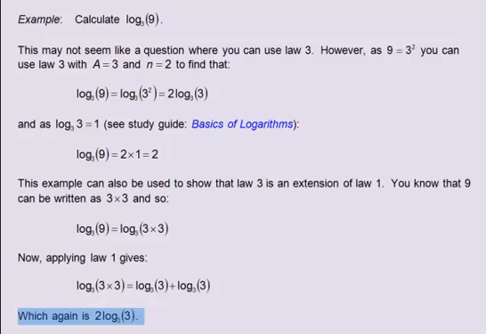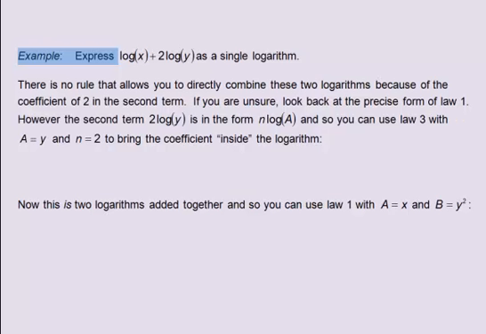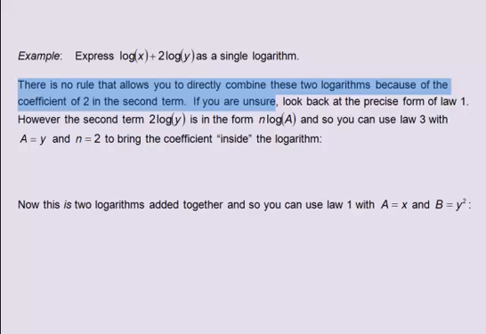Example: express the logarithm of x plus 2 multiplied by the logarithm of y as a single logarithm. There is no rule that allows you to directly combine these two logarithms because of the coefficient of 2 in the second term. If you are unsure, look back at the precise form of Law 1.